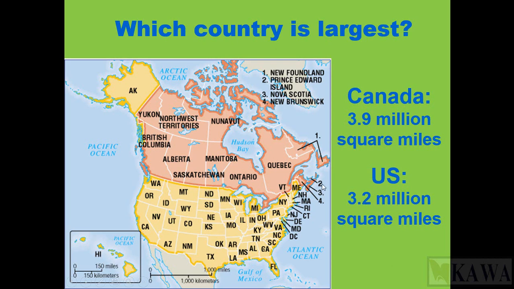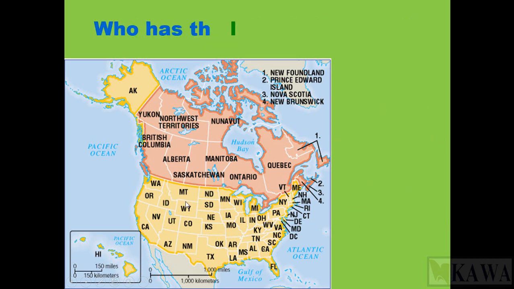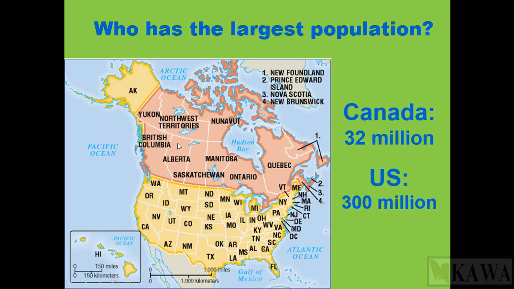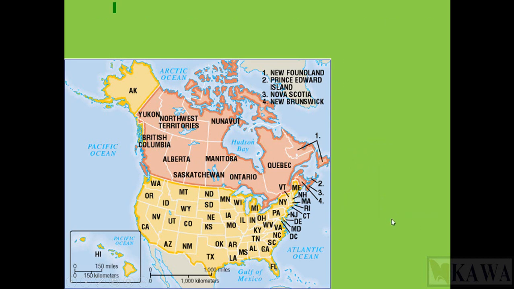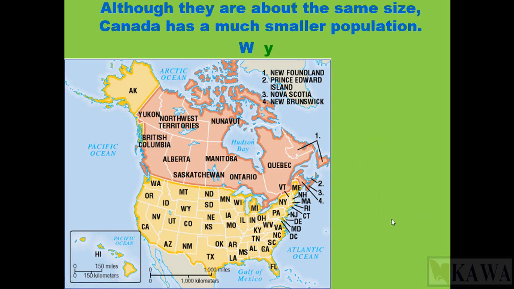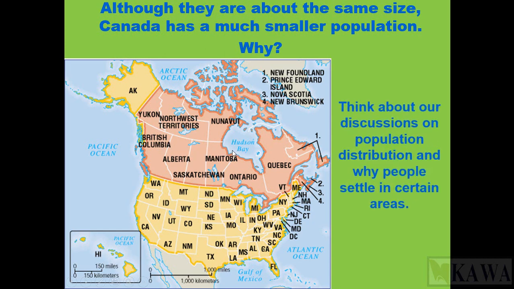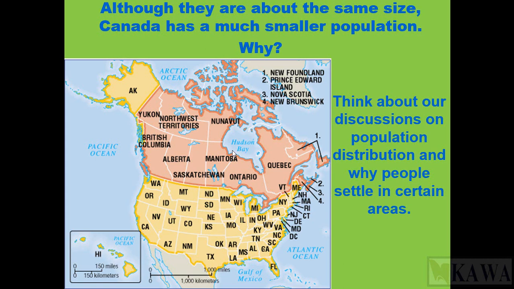That's Canada, right? And who has the highest population? Okay, you can guess. Anybody saying Canada? Okay, let's see the answer. Canada 32 million, US 300 million. Although they are about the same size, Canada has a much smaller population. Can you give us the reasons why? Anybody who has done population studies, you should be able to think about our discussion on population distribution and why people settle in certain areas. You'll find out why Canada has a low population.